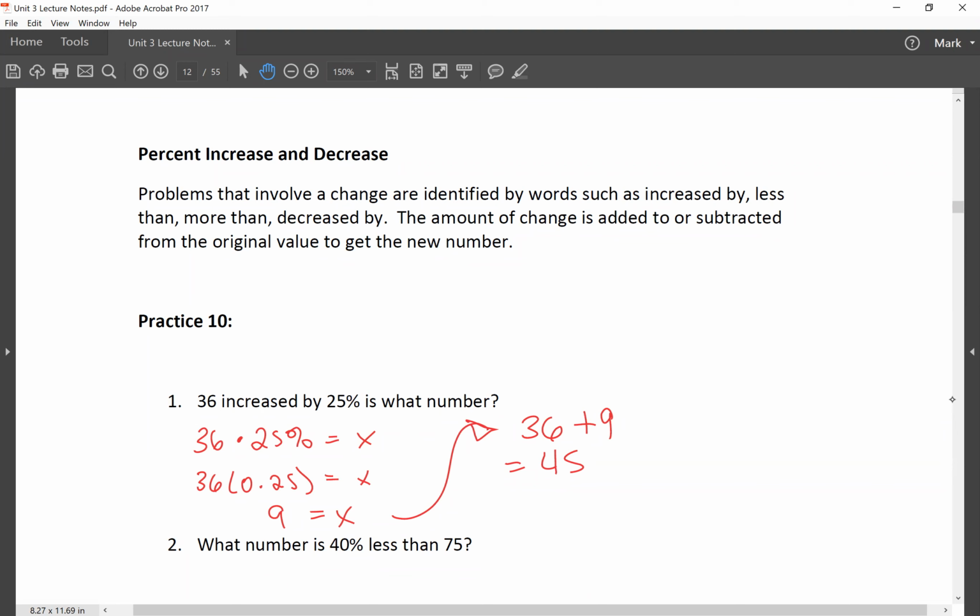Now, there is another way to think about this. What you can actually do is take the 36 and you could multiply this by 125%. Now, where did I get that number? I'm taking 100% of the 36, and I'm increasing it by 25%. So the new price will actually be the old price, 100%, 36, and that 25.